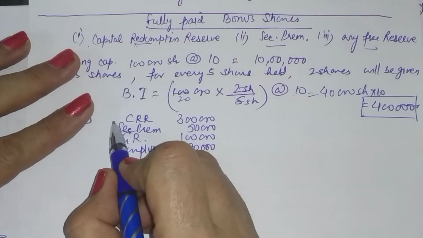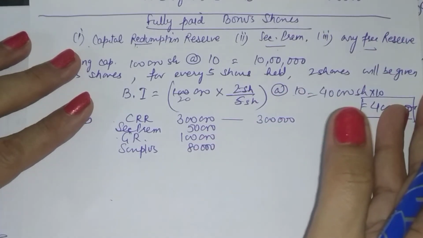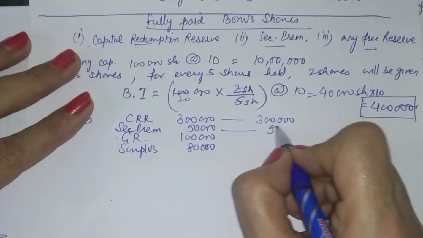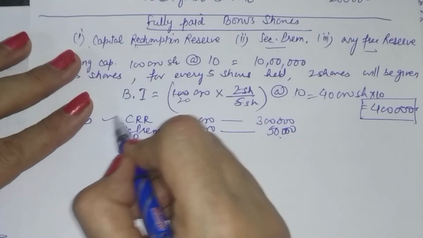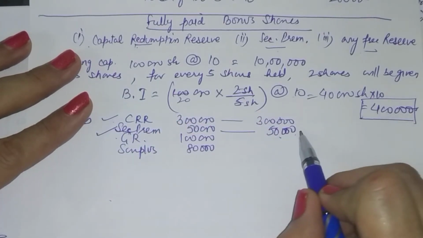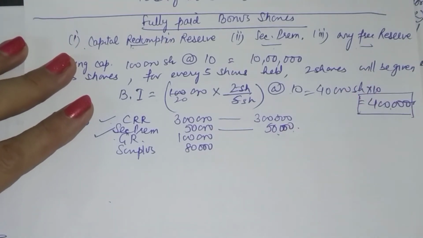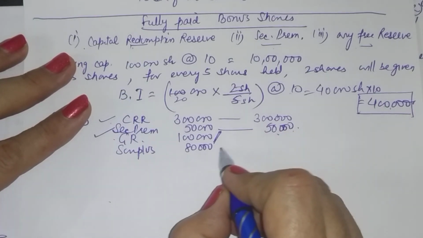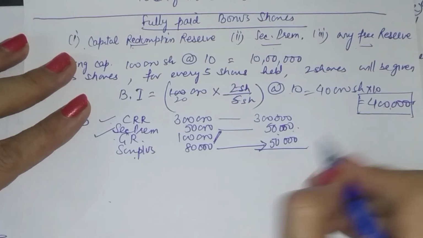So we are to first use CRR. You can use it fully because this has only this purpose. Securities premium can be fully used. So 3,50,000 is available from these two sources. You still have a deficiency of 50,000. You need 50,000 more. Your question says utilize reserve to the minimum possible extent. So for the time being, leave it. Utilize surplus. So out of 80,000, you can use 50,000 for this purpose.